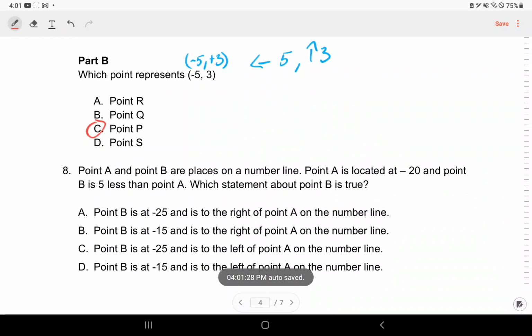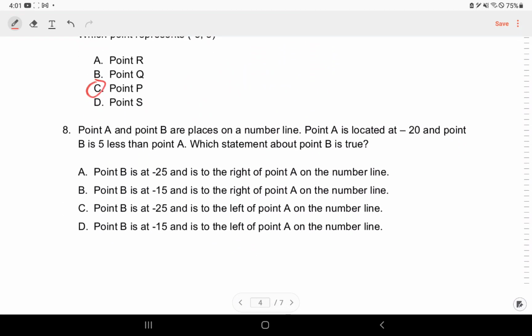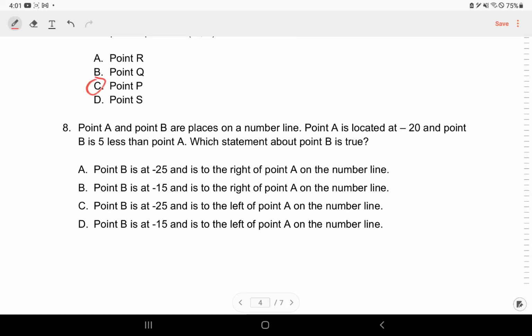Point A and point B are places on a number line. Point A is at negative 20 and point B is 5 less than point A. So if we have our number line, negative 20, so then negative 21, negative 22, negative 23, negative 24, negative 25. So 1, 2, 3, 4, 5.